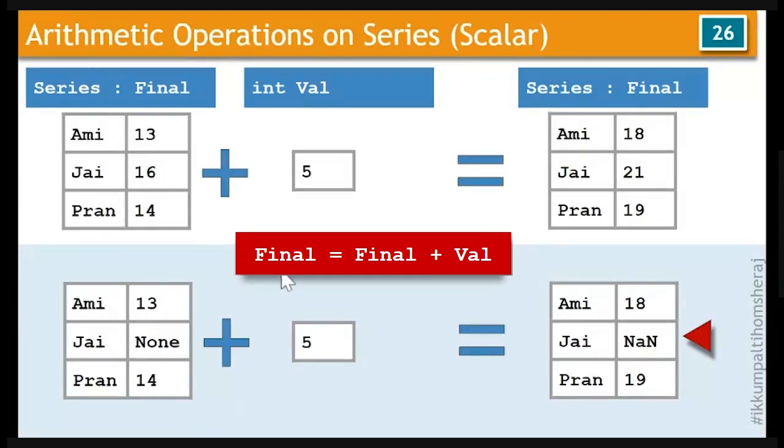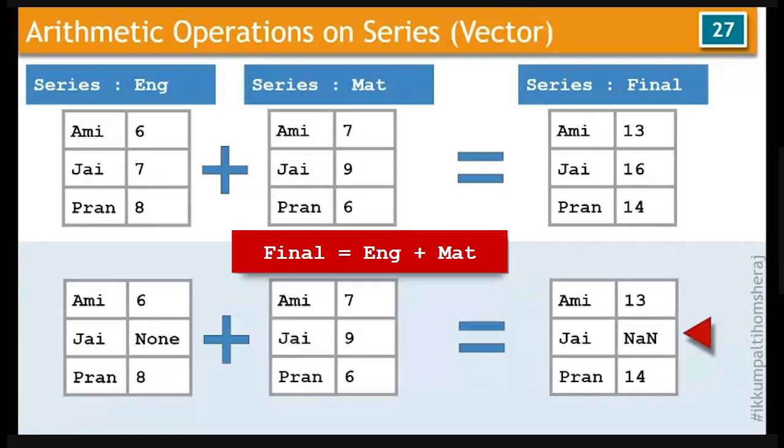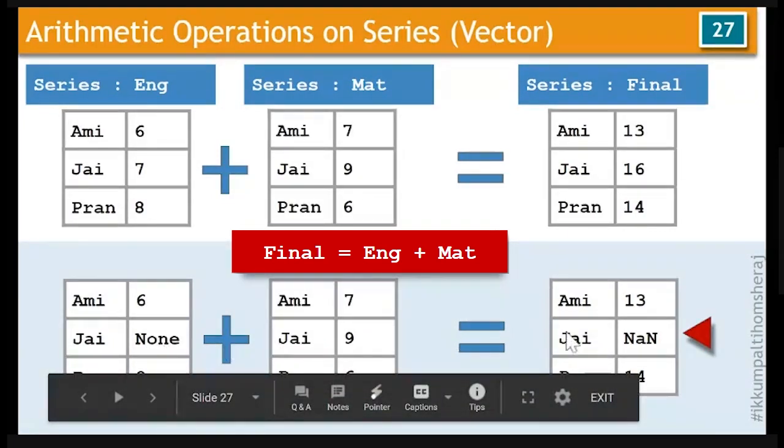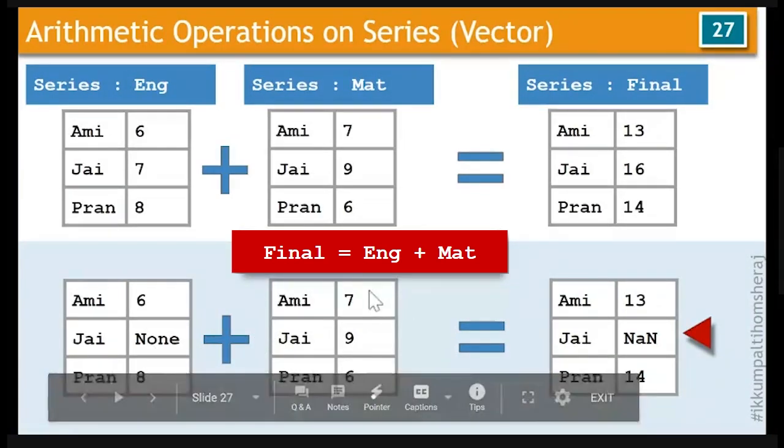So you'll be writing final is equal to sub 1 plus sub 2, assuming this is going to be added to each of them. In this particular case, you can see we have vector addition. So 6 plus 7 is 13, 7 plus 9 is 16, 8 plus 6 is 14. If None comes, it is going to result in NaN, that is not a number. If you are using a function, this can be taken care of. Right now, it cannot be.